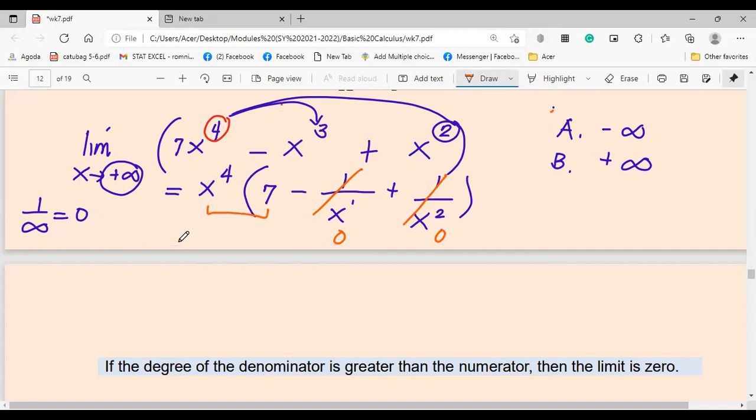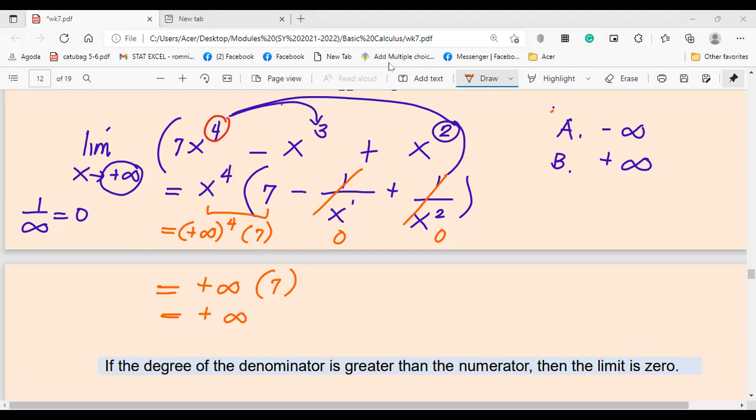So ano to? X raised to 4 is a positive infinity raised to 4 times 7. That's positive infinity times 7. The answer is positive infinity. The answer is B. Positive infinity.